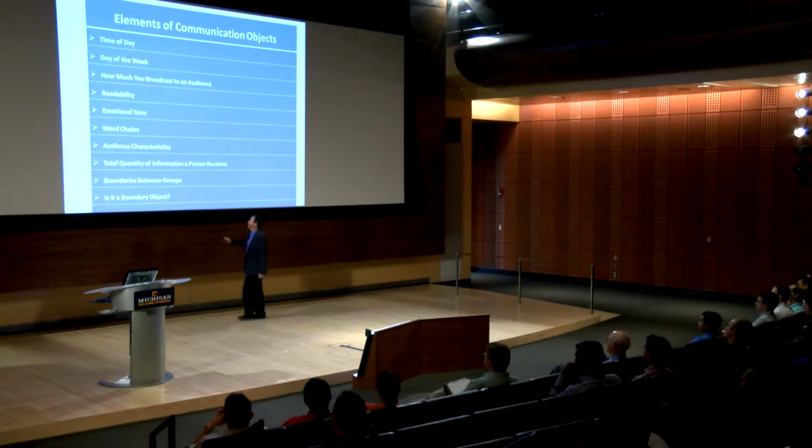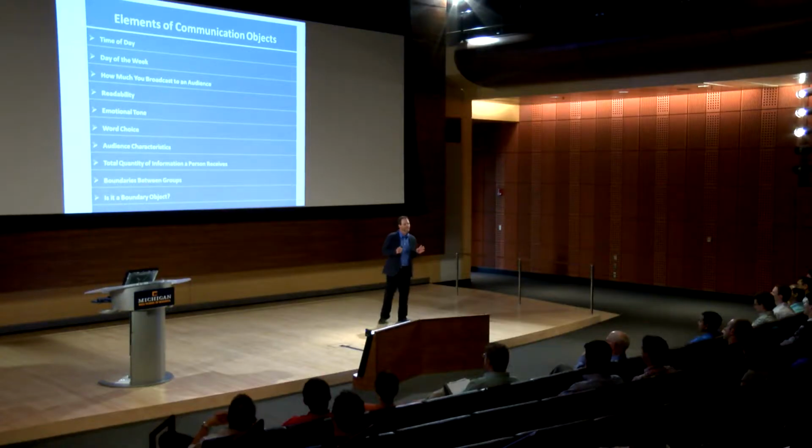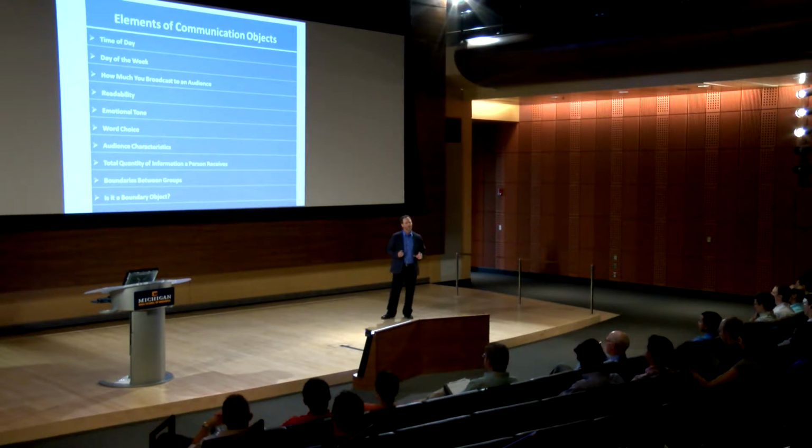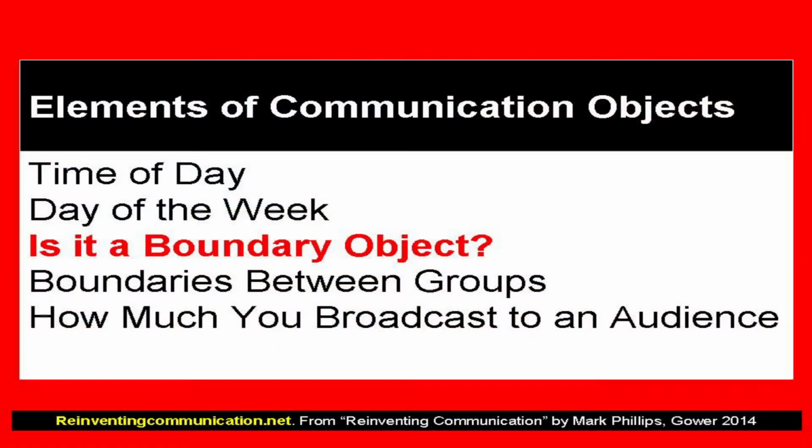And these are boundaries between groups, and is it a boundary object? There's another great concept that I'd like to convey to you, and it's the concept of a boundary object. It comes from the late 80s, from the world of anthropology and sociology. A boundary object is an object whose meaning has sufficient commonality between different groups that everyone knows what they're talking about, but it still maintains its individual identity.